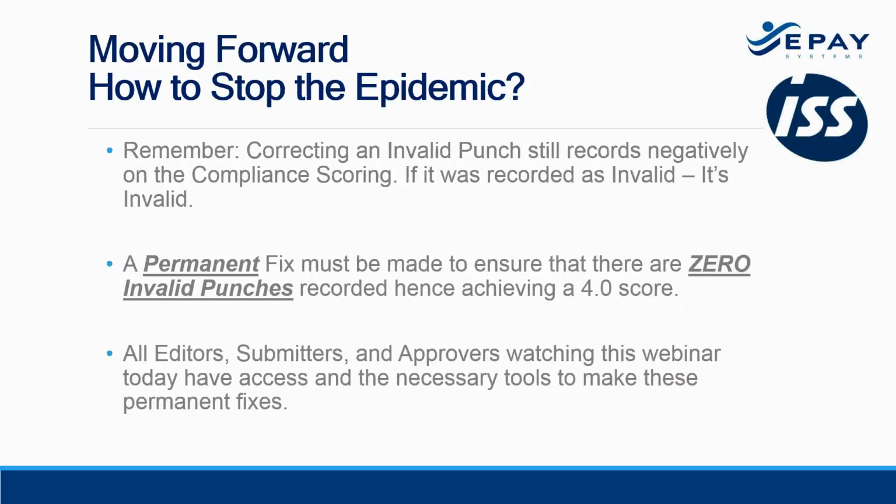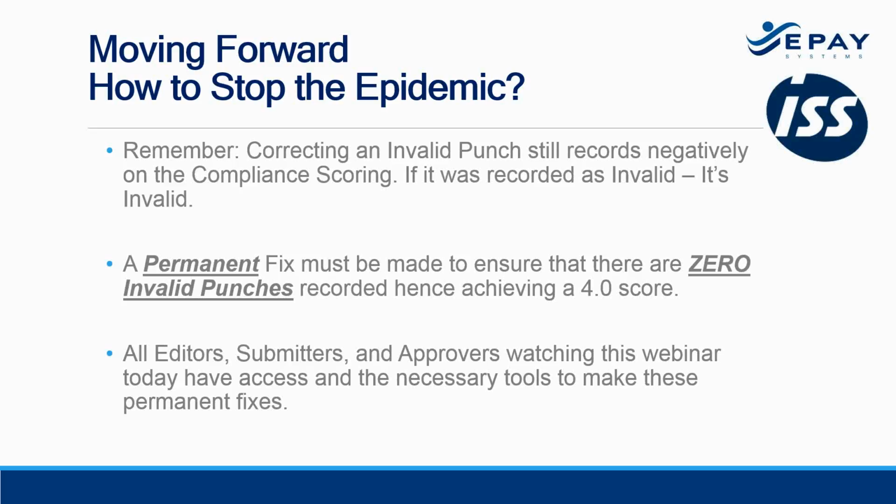So moving forward, how do we stop the epidemic? I call it an epidemic because it seems to be one of those things that can quickly spread and go out of control if we don't control it. Now remember, correcting an invalid punch, as I mentioned earlier, is still going to record negatively on the compliance scoring. If it's an invalid punch coming in, it's always going to be recorded in the background as an invalid punch. The permanent fix is to ensure that 0 invalid punches are recorded, allowing you to achieve that 4.0 score.